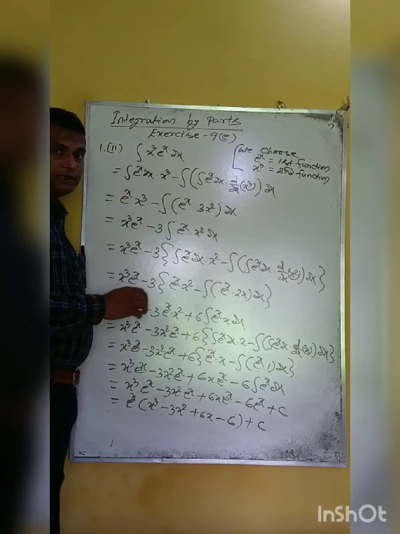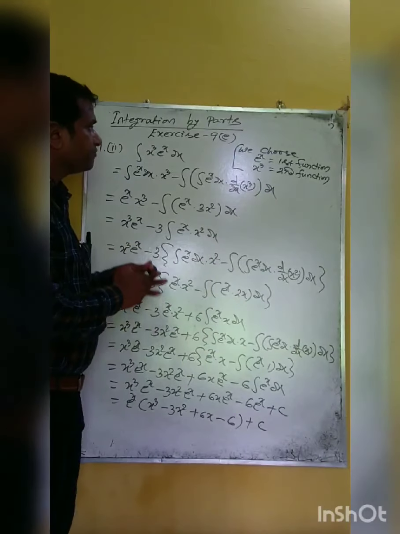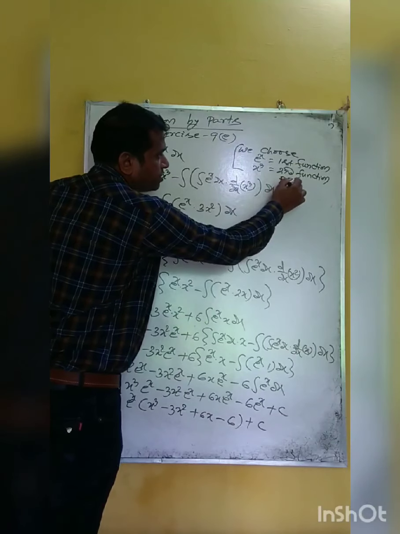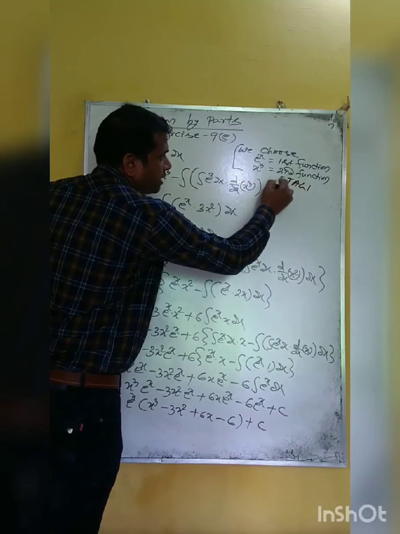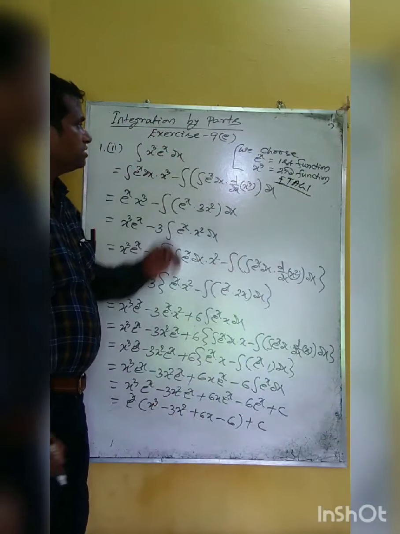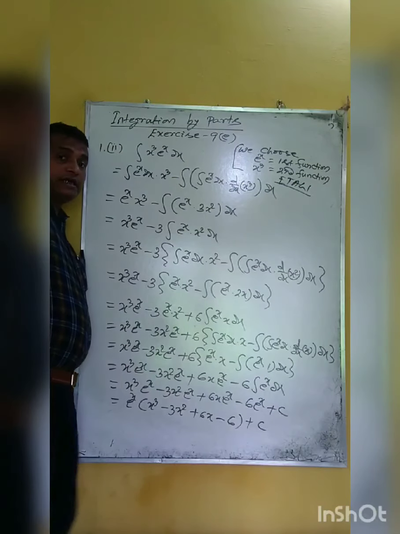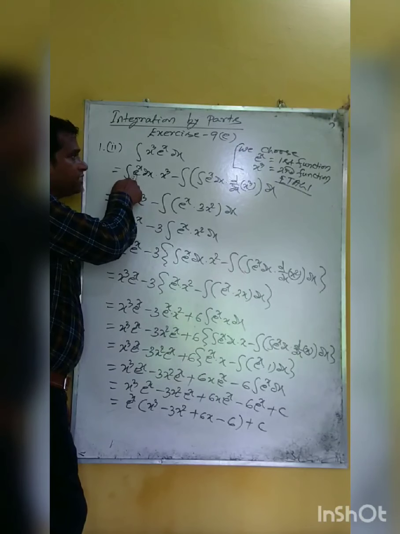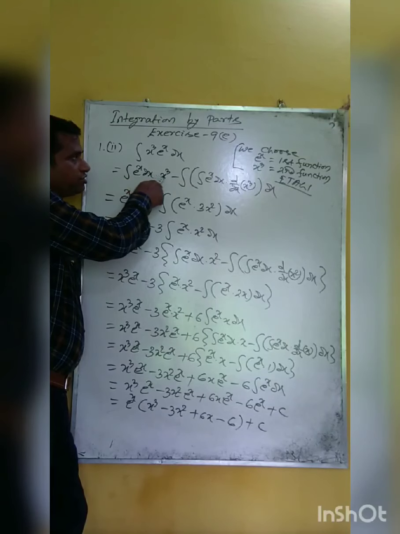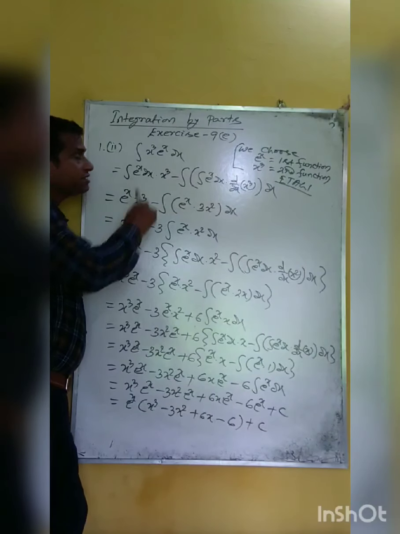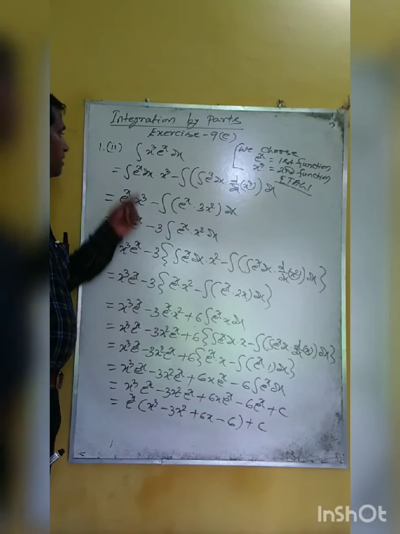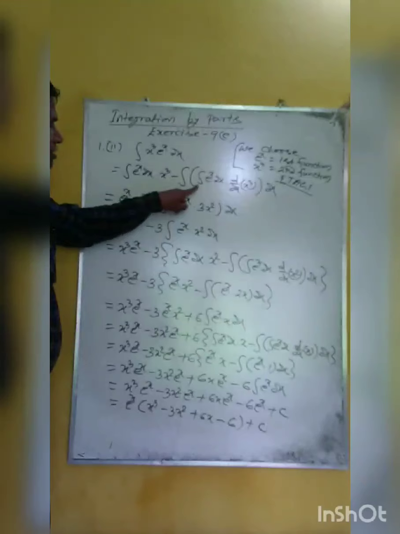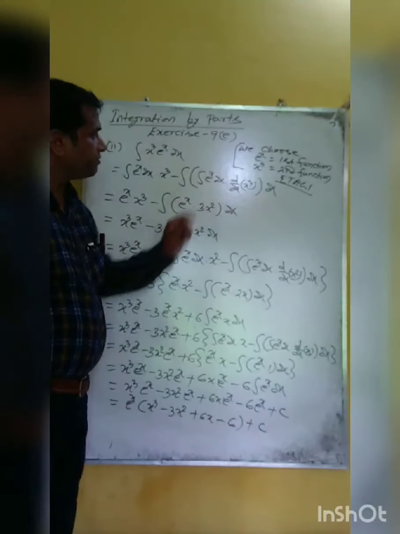Here we apply the rule ILATE. Here e to the power x is the exponential function and x cube is an algebraic function. So here we take e to the power x as the first function and x cube as the second function. So the integral of the first function into the second, minus the integral of the first into the derivative of the second.